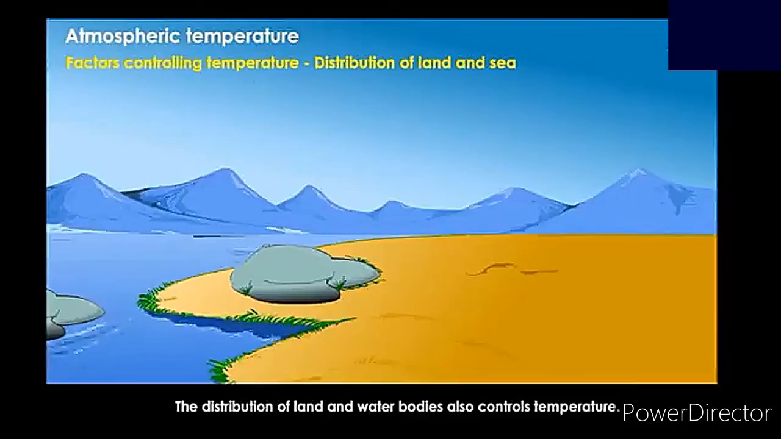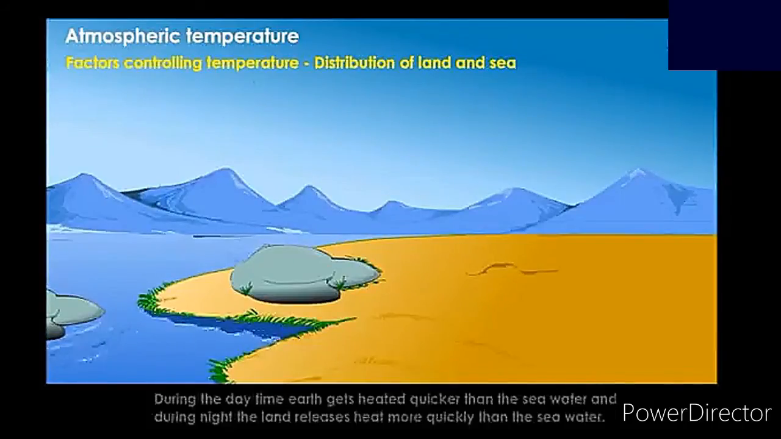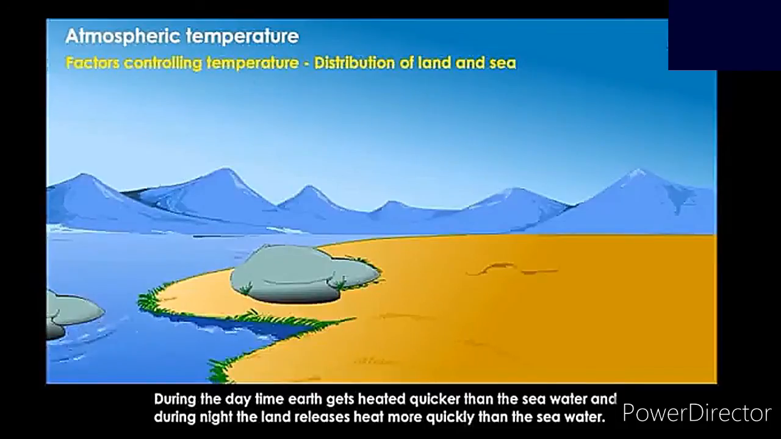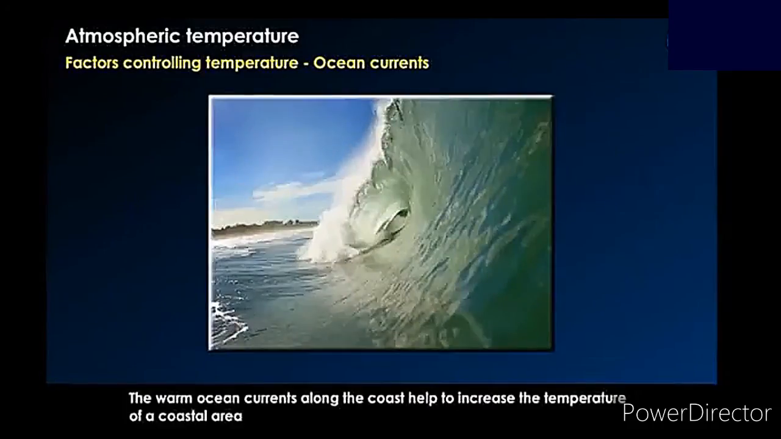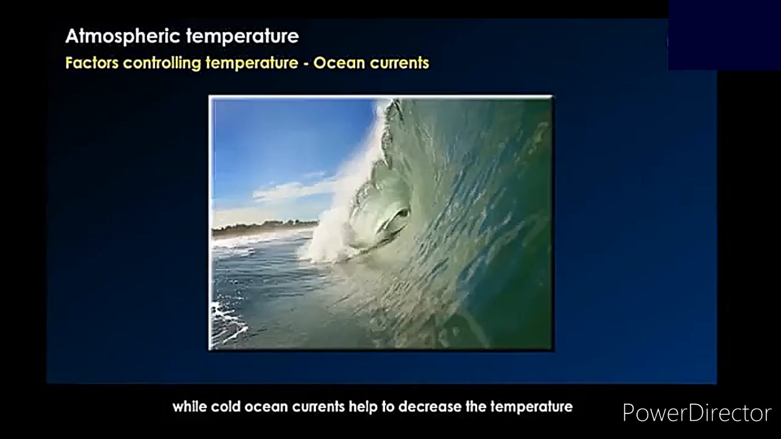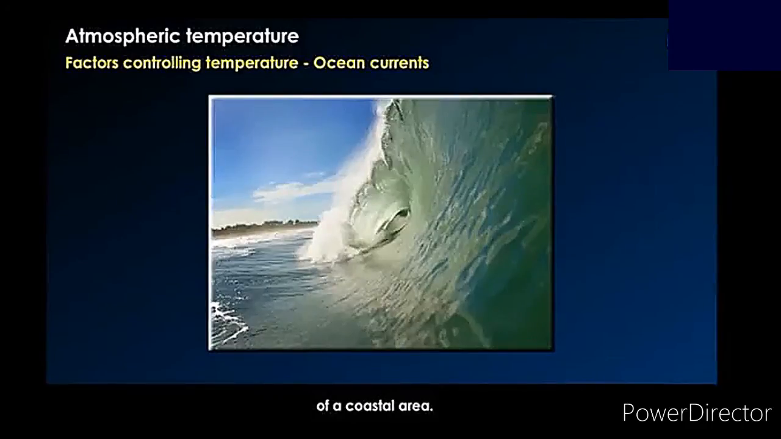Factors controlling temperature, second is distribution of land and sea. During the daytime, land gets heated more quickly than the seawater, and during the night, land releases heat more quickly than the seawater. Next is ocean currents. The warm ocean currents along the coast help to increase the temperature of a coastal area, while cold ocean currents help to decrease the temperature of a coastal area.